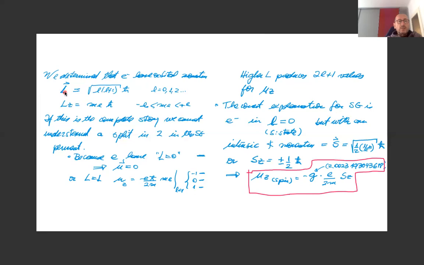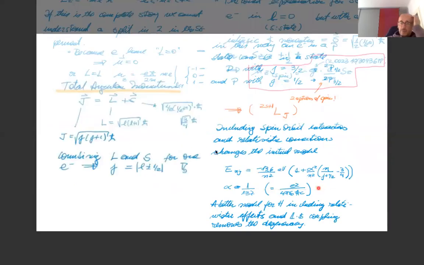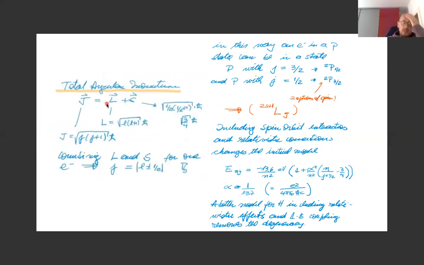Since we have an orbital magnetic moment and a spin magnetic moment, it makes sense to define a total angular momentum, which is the sum of the orbital plus the spin contributions. L could be 0, 1, 2, 3, 4, 5, whatever values of L are possible, while the spin has only one possible value, because it's intrinsic, so it's only 1/2. So the total could be aligned or counter-aligned with the angular momentum.